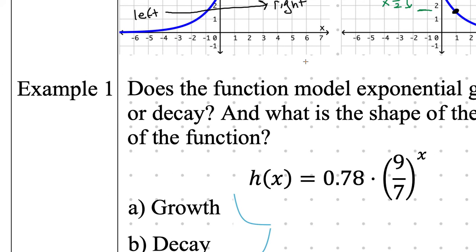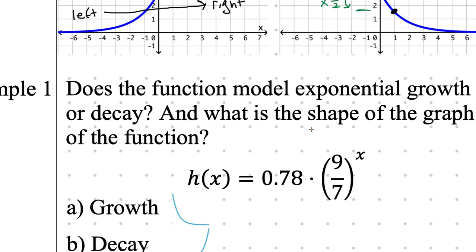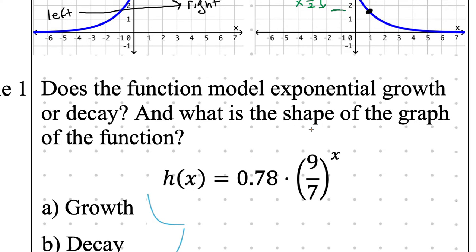Let's talk about example 1. So we're going to be given an equation, a function, and we need to figure out if it's growth or decay, and we need to figure out what shape it looks like. So h of x is equal to 0.78 times 9/7, all of that to the power of x. Well, first of all, okay, I gave away too much already. Which of these numbers do I really care about when I'm talking about growth versus decay?